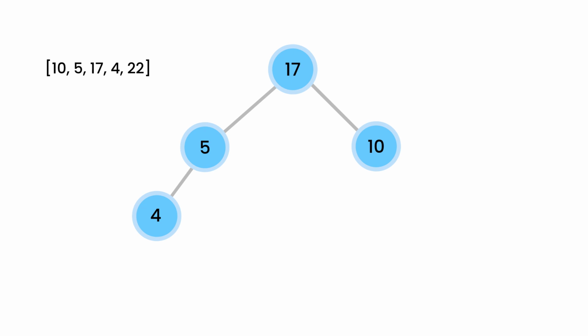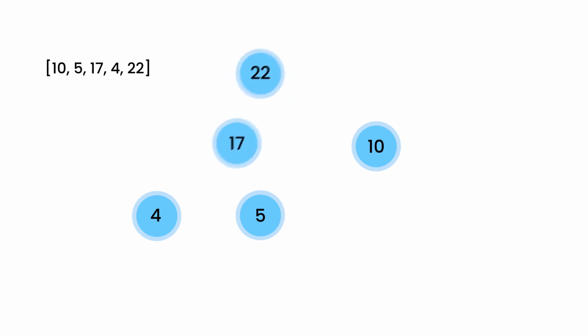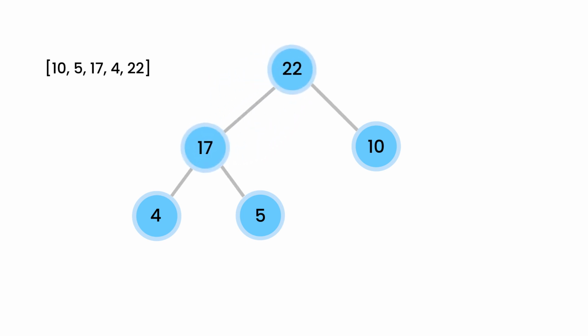So let's move on to the next number. We store 22 in the next available slot. This 22 is violating the heap property, so we have to move it up. We basically swap it with its parent. Now, is our heap valid? Not yet, so let's move it up one more time. Now the 22 is in the root and we have a valid heap.